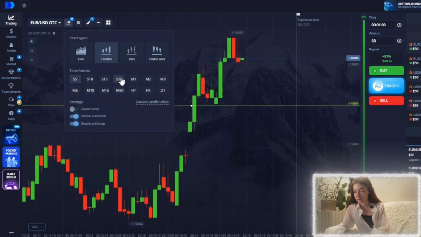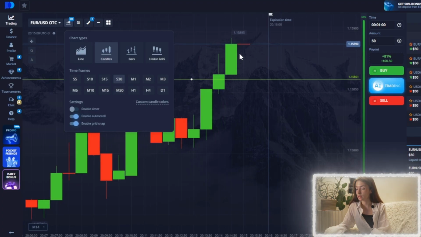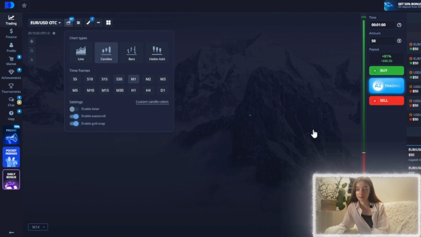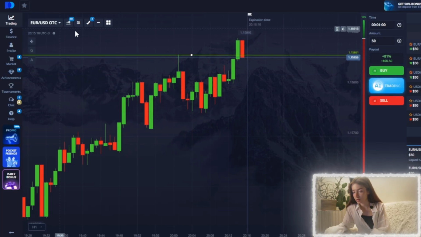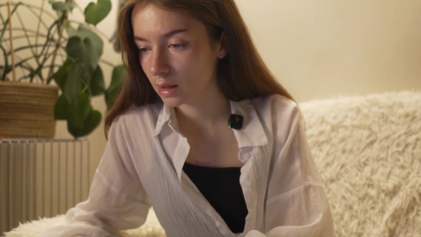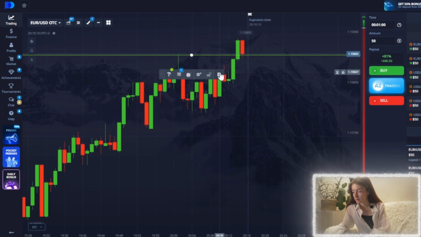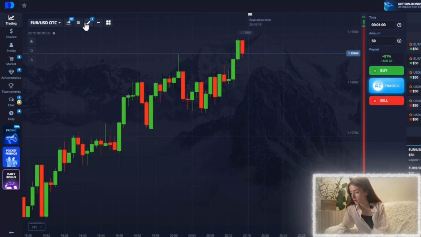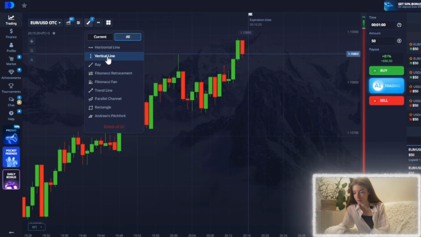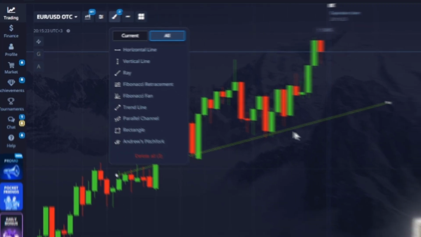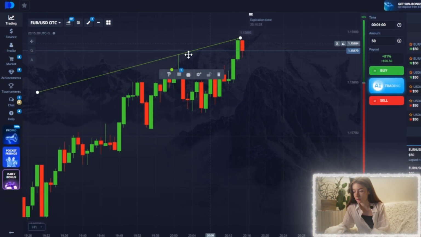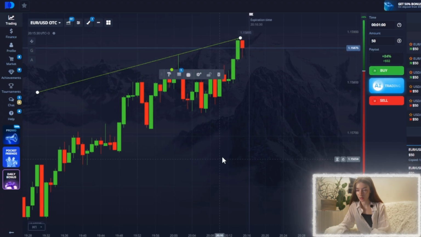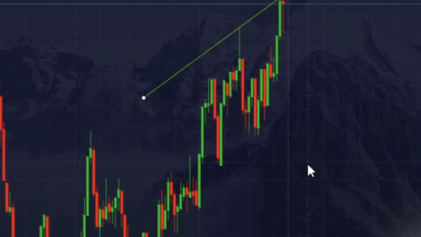Let's see now a more general picture of 30 seconds. Nevertheless, it is clearly rising. I will set a minute. The trend is rising. Again, we can now draw some lines to understand. Here you can draw a trend line. Here it shows a rising trend. You see that the trend is going up.